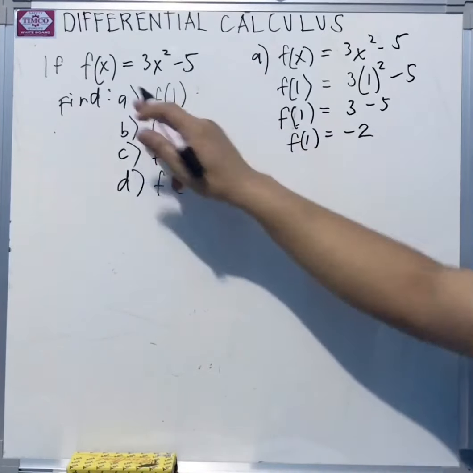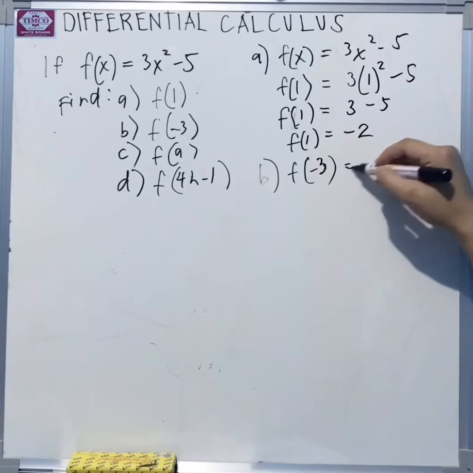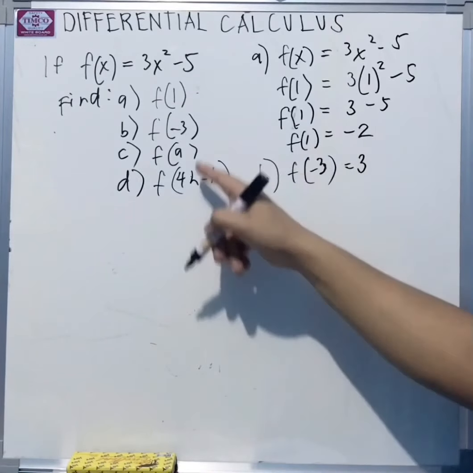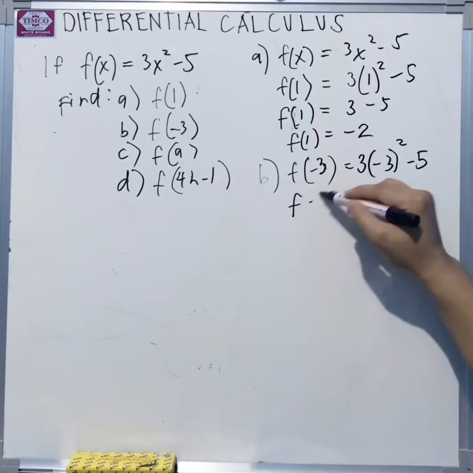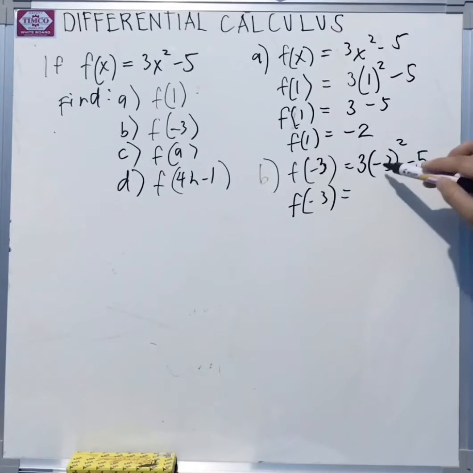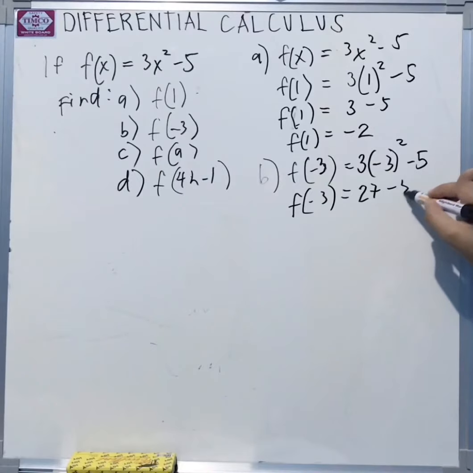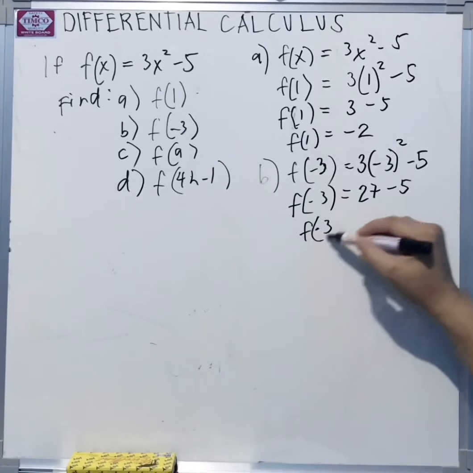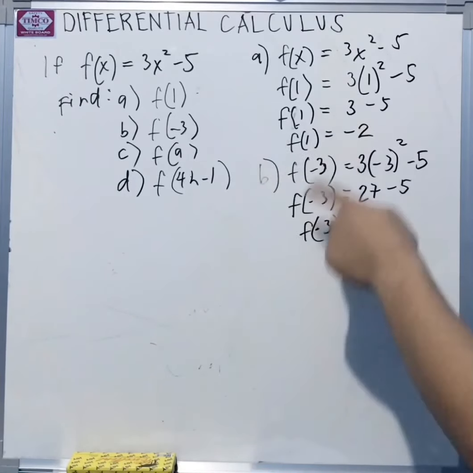So, letter B naman. We have the value of f of negative 3, di ba? F of negative 3 equals 3 times, substitute natin ng negative 3 sa x natin, negative 3 squared minus 5. So, f of negative 3 is equal to 3 times negative 3 raised to 2, di ba? Positive 9 times 3 is equal to 27, minus 5, which is equal to positive 22. So, yun na yung f of negative 3 natin.